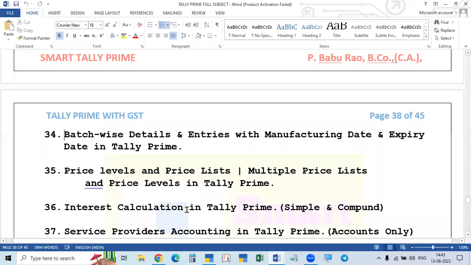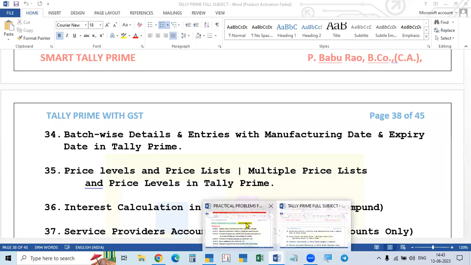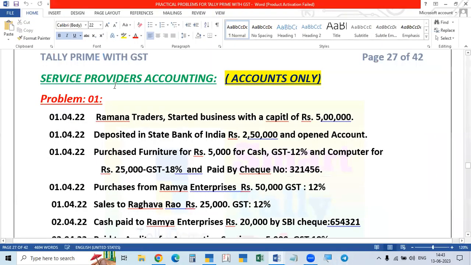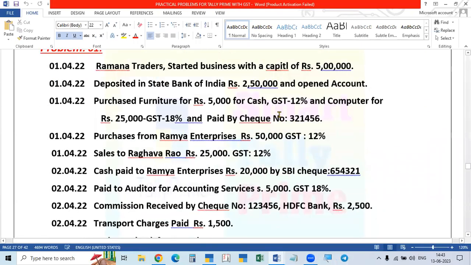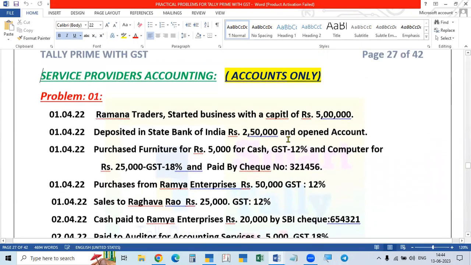So here we will take up a problem. See here, this is the problem: service providers accounting, accounts only. So in this case, how will the accounts be maintained?